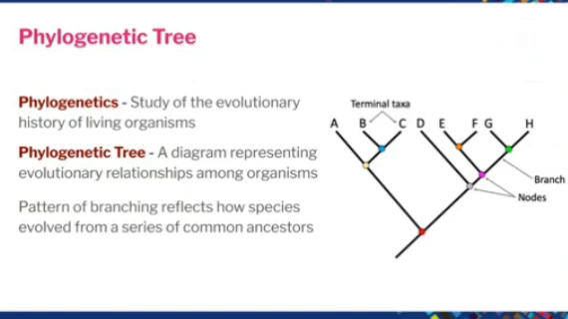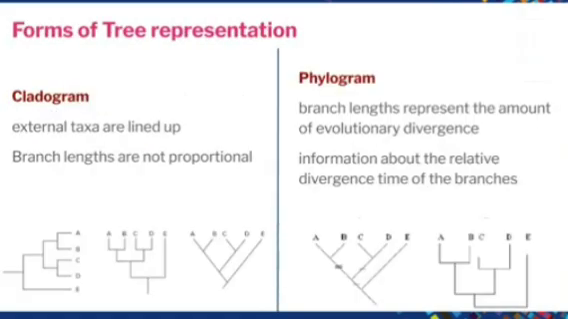So here, the nodes on each of these clusters or trees are considered the common ancestor, and the branches represent the length of the deviation between these sequences. There are two forms of representing a phylogenetic tree. First is the cladogram and the second one is the phylogram.